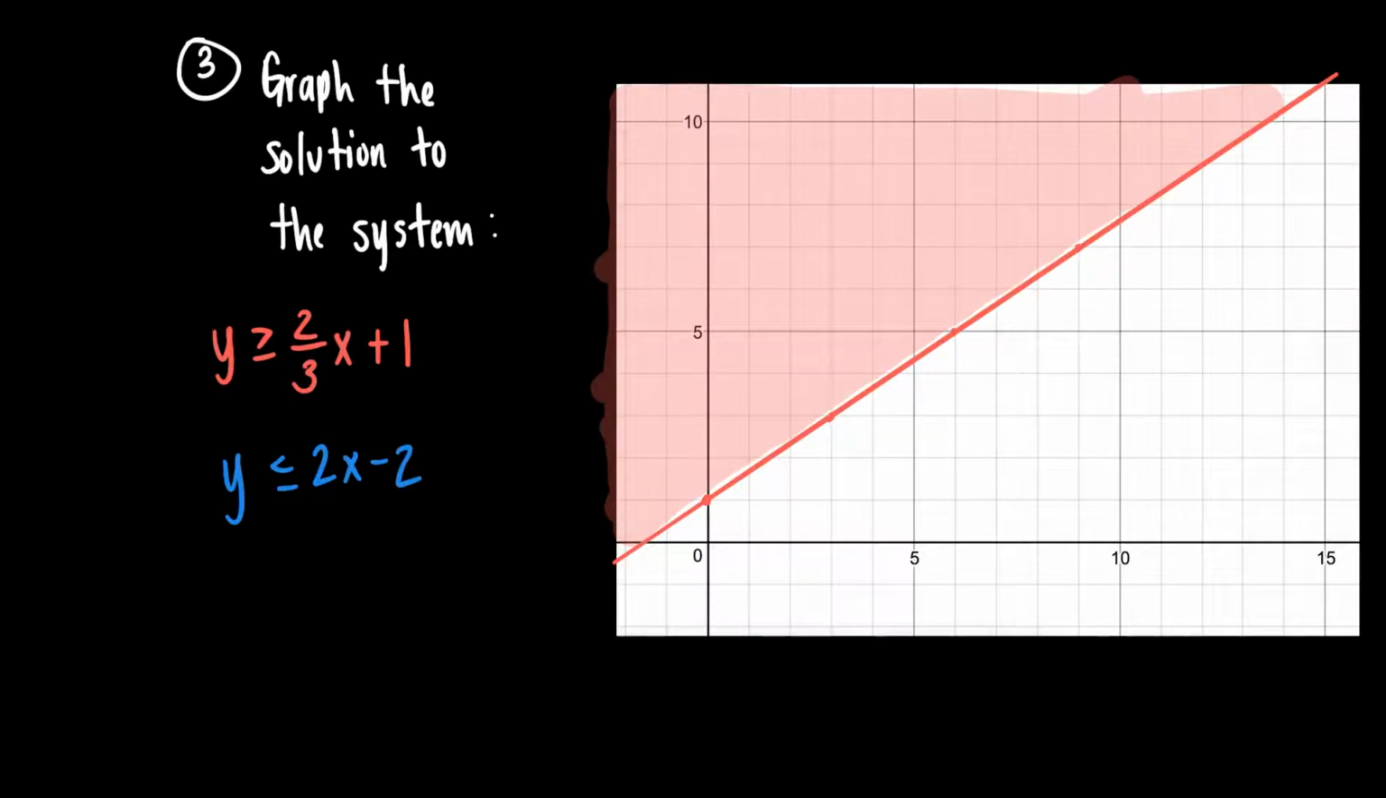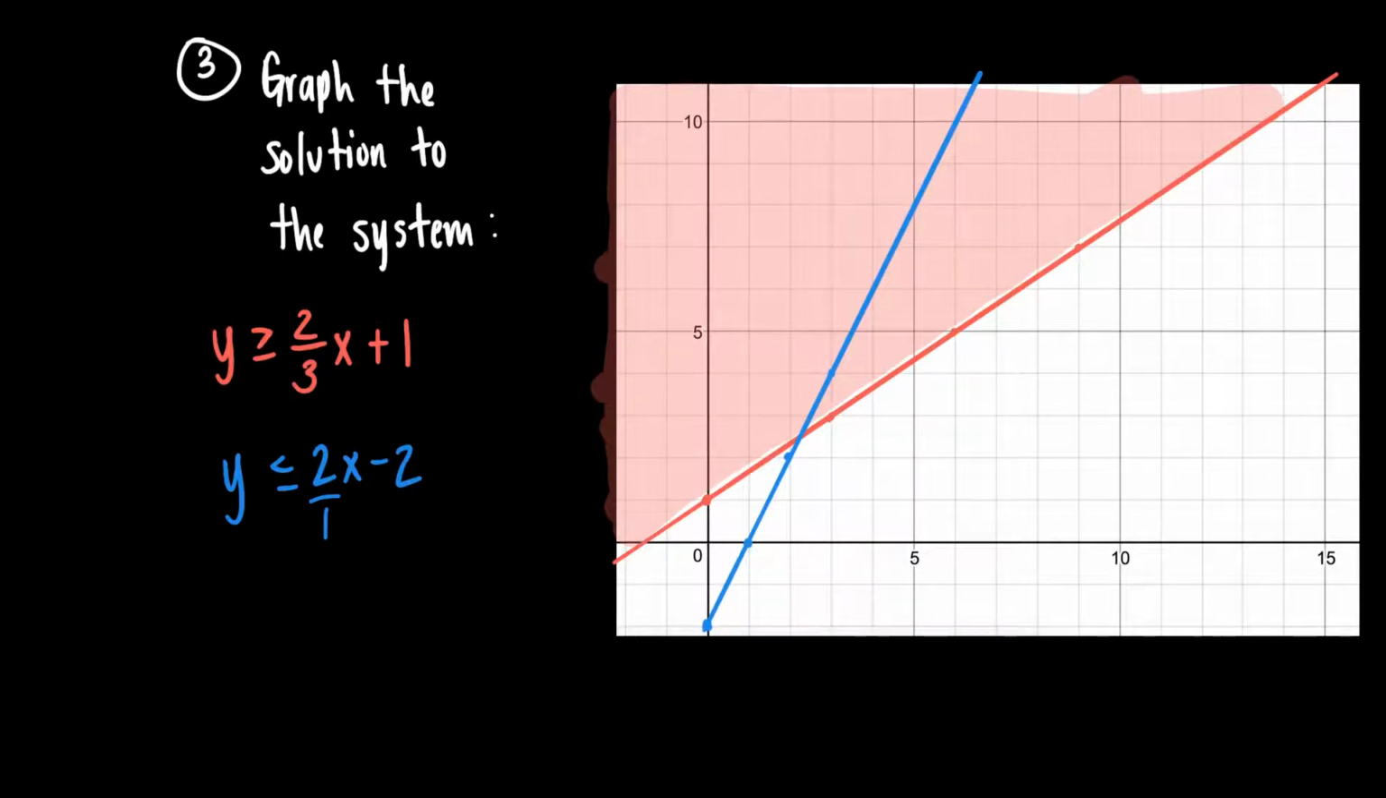So we've got 2x minus 2. So I'm going to go down to minus 2 there and put a point. And now we're going to go up 2 over 1. So up 2 over 1, up 2 over 1, up 2 over 1, up 2 over 1, and so on and so forth. Let's go ahead and draw that line. Okay, so we'll draw the line here. And this is less than or equal to, so we'll do a solid line here.